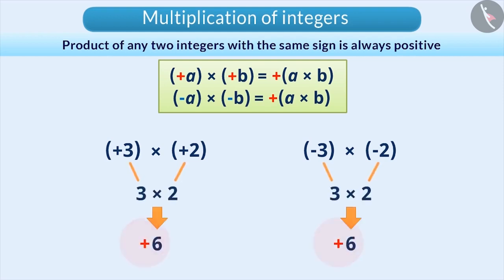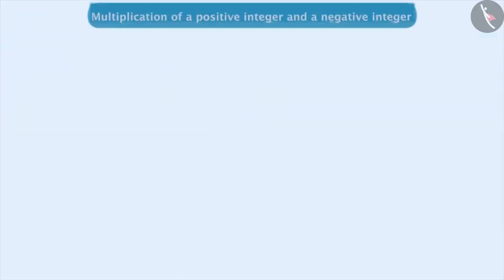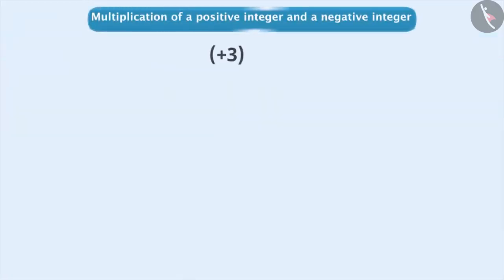Now, let's understand the multiplication of a positive integer and a negative integer. We will understand this by finding the value of plus 3 into minus 2. Here, the second number is minus 2, which represents the value of the group. Therefore, we need to make a group of 2 blue buttons.